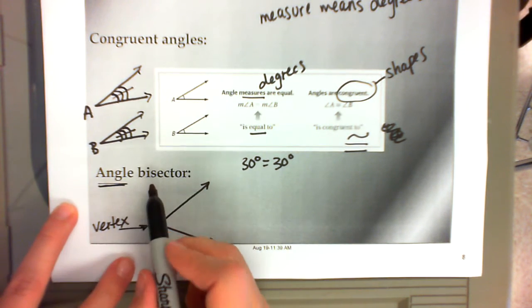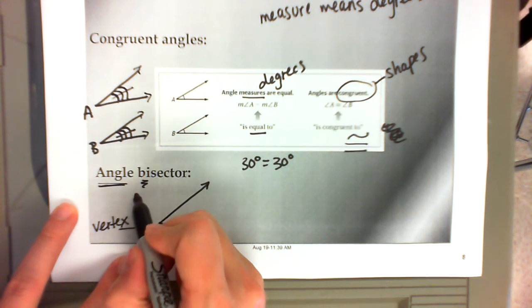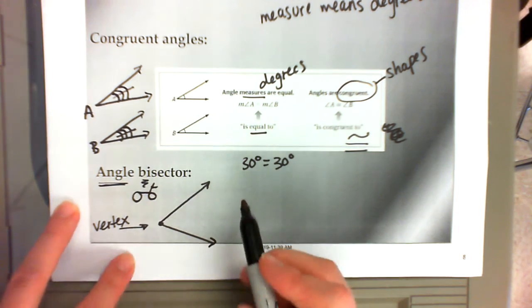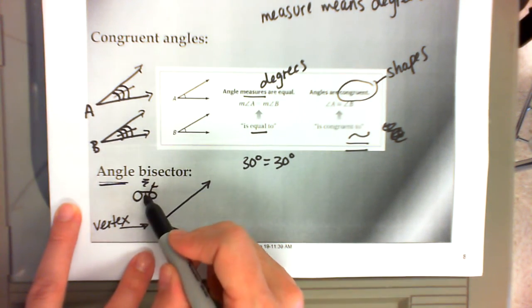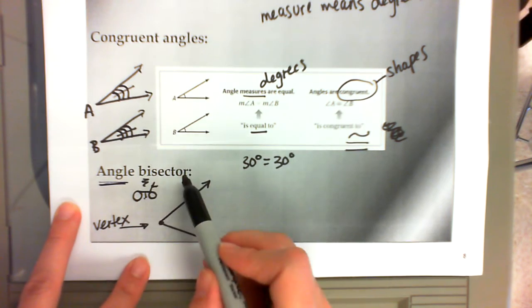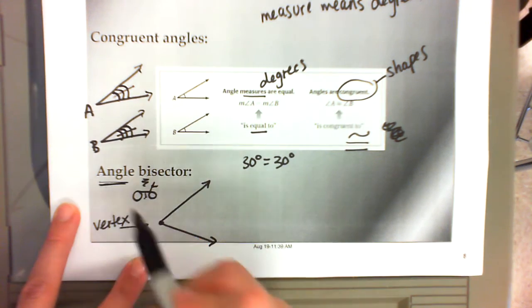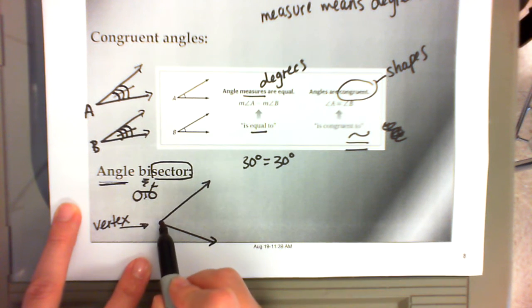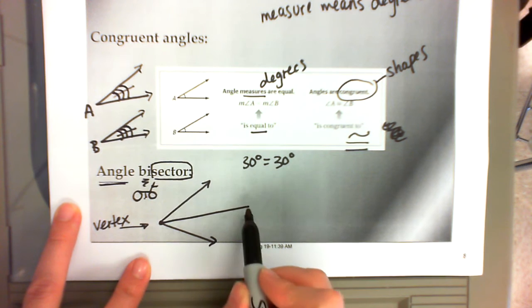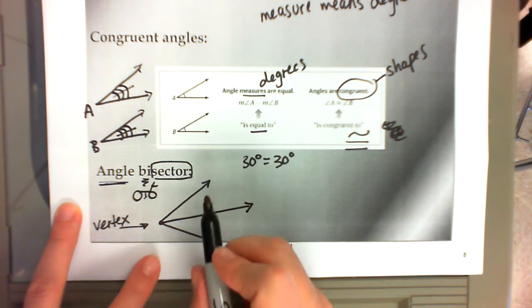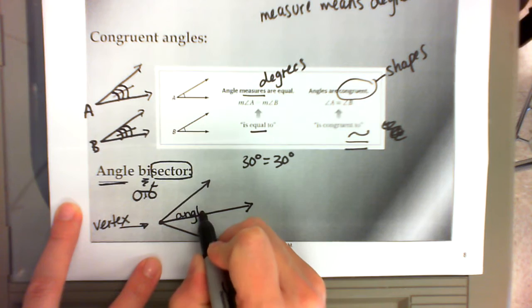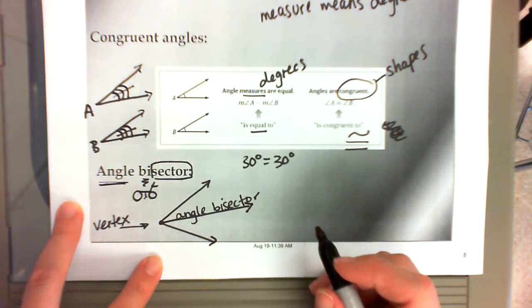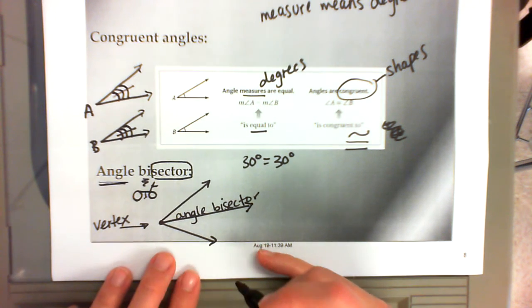Okay, an angle bisector, the prefix bi, you could think of like a bicycle. How many wheels does a bicycle have? Two. A bicycle has two wheels. A bisector takes one angle and cuts it into two sections. So I'm going to cut it with a ray. It could also be a line. This is my angle bisector. Lots of times we're going to see an angle bisector that is another ray.